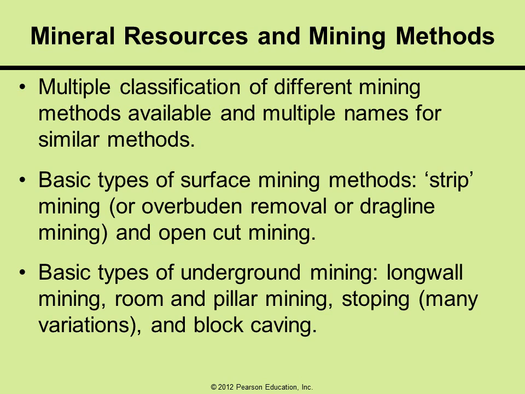First, looking at surface mining, there are two basic categories: strip mining and open cut, but there are other names for this. Strip mining might include overburden removal or dragline mining. I've even heard it called mountaintop removal. And there's also open cut mining, which is a little more freeform than mining along a strip of an ore body. The next category is underground mining, and there are lots of different variations, some of which include longwall mining, room and pillar mining, stoping, but there are lots of variations on this, and then if you take stoping to the extreme, it becomes block caving. Let me introduce or show you examples of each of these.